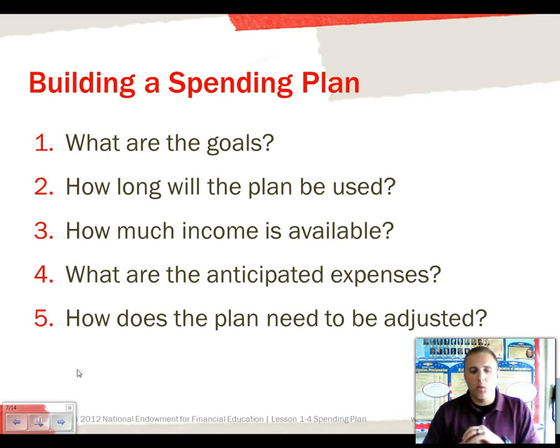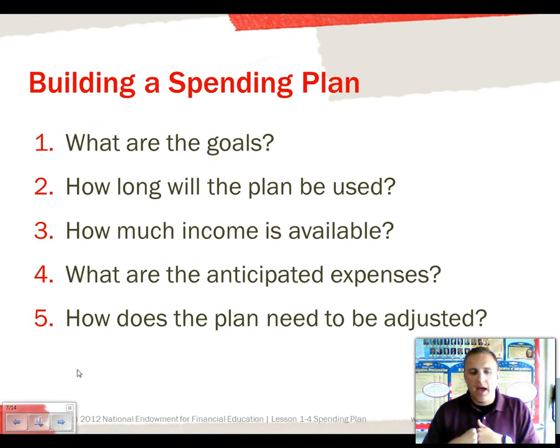The fourth step, what are the anticipated expenses? Are my expenses going to go up over time? Or are they going to go down over time? That's a relative idea, and it goes hand in hand with the amount of income that is available.